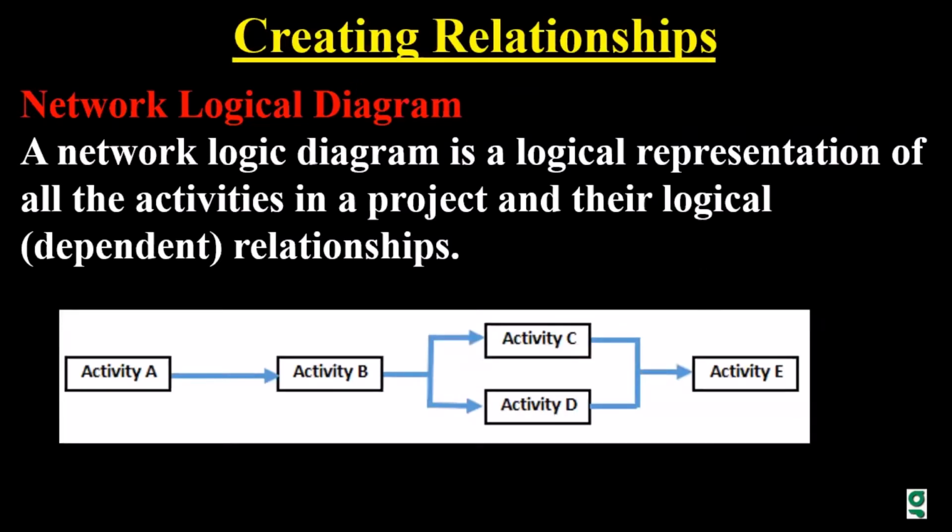What you're seeing right now is just a typical example of a simple project. It is simply listing all the activities that need to be done for the project to be completed. Starting from activity A, then it goes to activity B. From there, it's going to go to activities C and D. And after the completion of both, it's going to go to activity E, which is the last activity in this simple project.